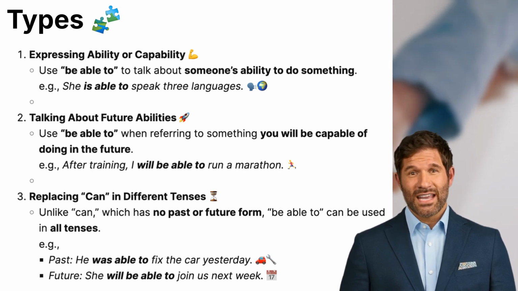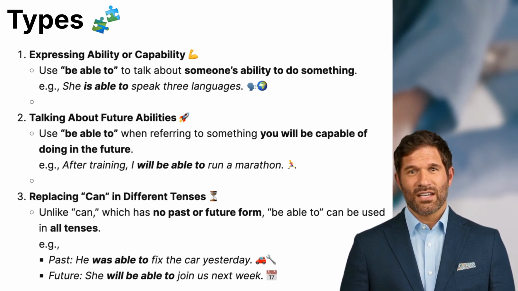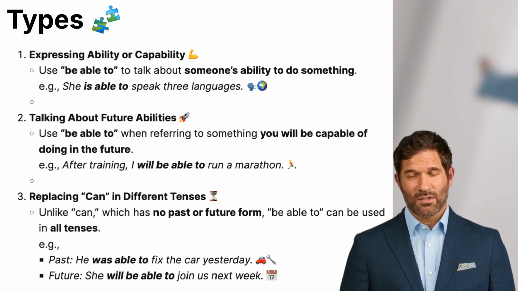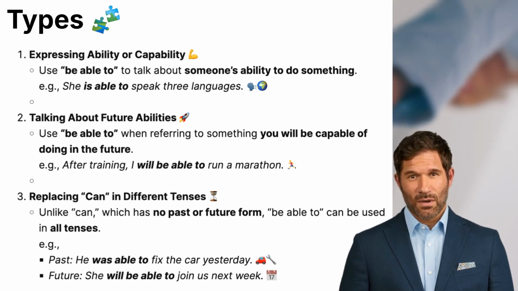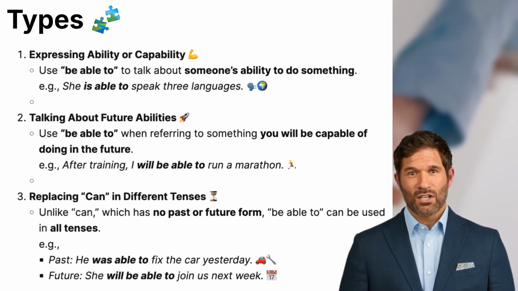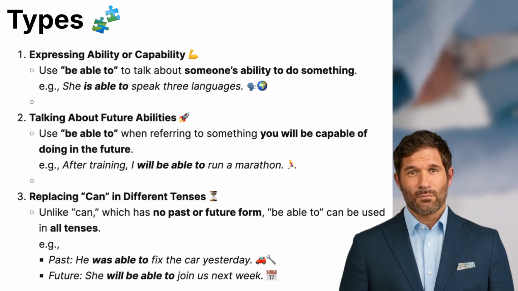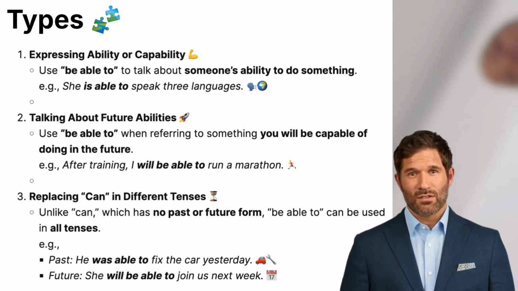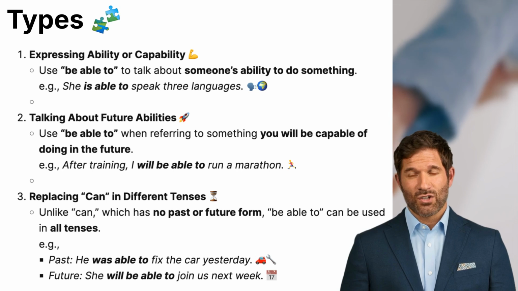3. Replacing can in different tenses. One of the biggest advantages of be able to is that it works in all tenses while can does not. Examples. Past, he was able to fix the car yesterday. Since can has no past form, we use was able to. Future, she will be able to join us next week. More examples. They were able to escape before the fire spread. You will be able to apply for the job next month. If you need to use ability in the past or future, be able to is the correct choice.